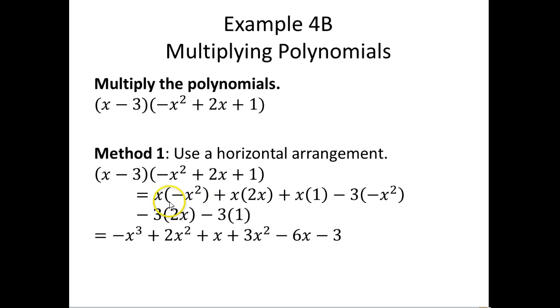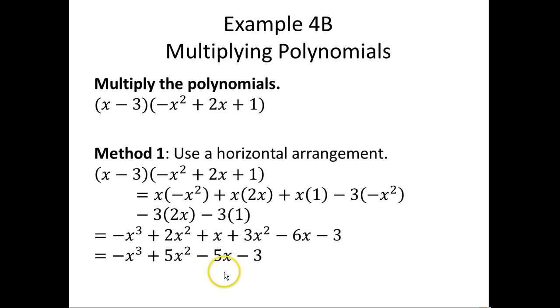Okay. Notice that x times negative x squared is negative x to the power 3 plus 2x squared plus x, okay, plus 3x squared, because I have a negative times a negative 1, which is positive 3. So I have positive 3x squared minus 6x. I have negative 3 times 2, that's negative 6, minus 3.